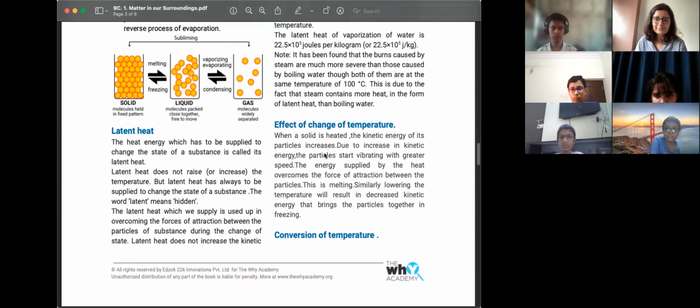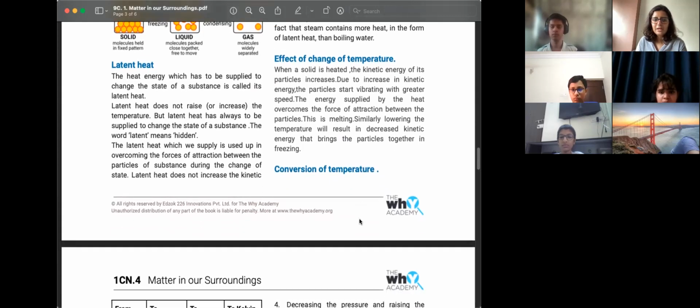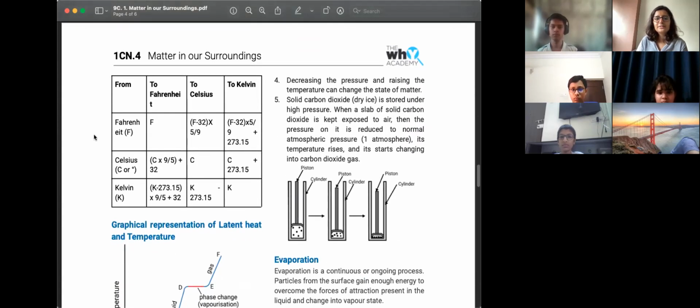Due to the increase in kinetic energy, they start vibrating with greater speed. So greater motion means it's a different phase of matter. That's the difference between solid, liquid, gas. That is the thing. Temperature. Oh yeah, this is important.